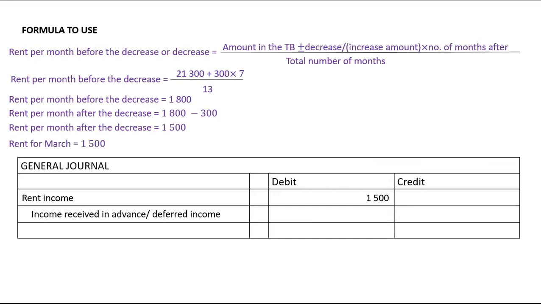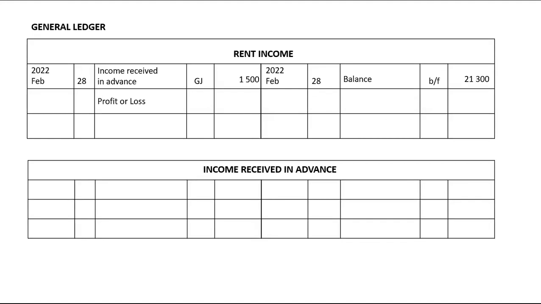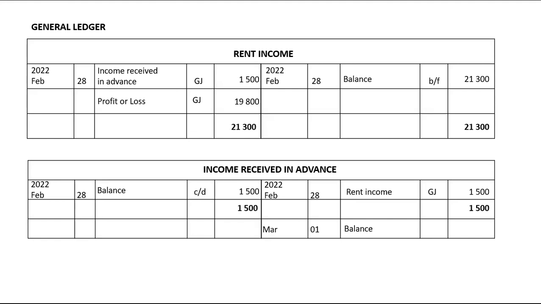So debit your rent income by 1,500 and credit income received in advance. Your rent income will also decrease by that 1,500. The actual rent income earned will be 19,800, which will take it to profit or loss. And what we owe to our tenant will be 1,500, which is what will be recorded as income received in advance in the next financial year.